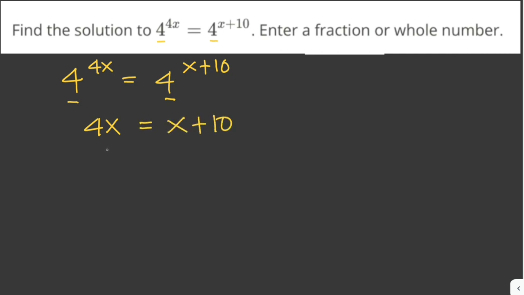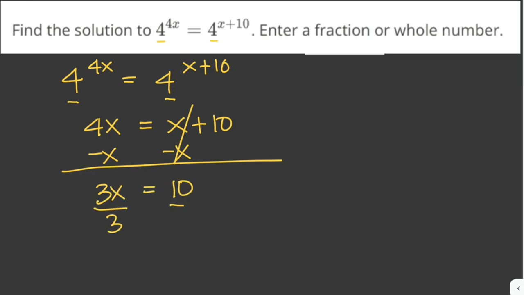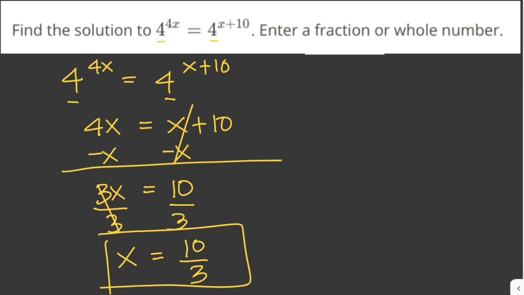And then we group like terms. We subtract x from both sides. This cancels out. Then 4x minus x is 3x equals 10. We divide both sides by 3. Then our x is equal to 10 over 3. Therefore, the value of x here as the solution to this exponential equation is equal to 10 over 3.